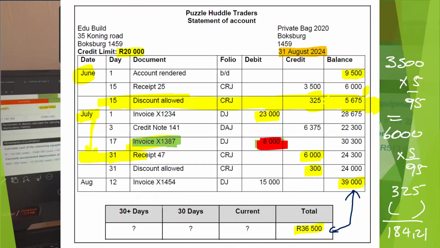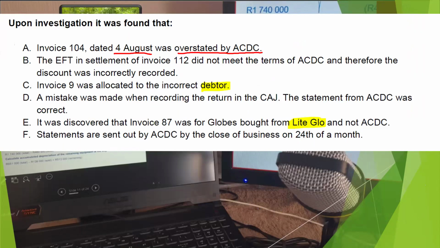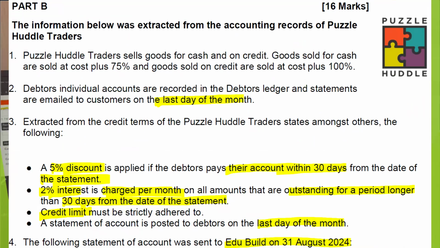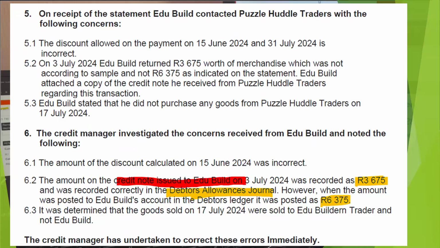And then there was an invoice. That invoice, guys, we said it wasn't supposed to go to EduBuild. It was supposed to have gone to somebody else. And because it was supposed to have gone to somebody else, we will not record it. Are you with me there? It was for Edu Building, I think. Yeah, it was for Edu Building.